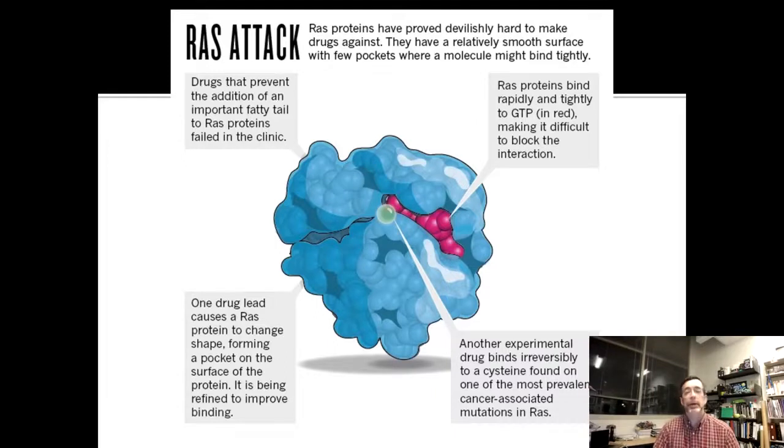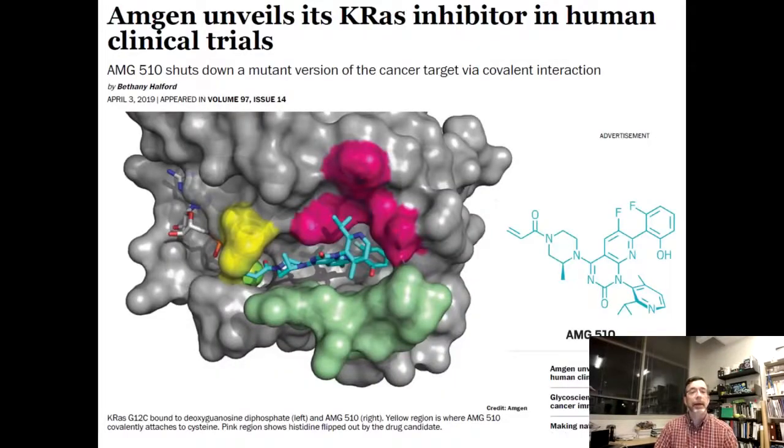There are some drugs that prevent the fatty tail from being added. If it's not anchored in the membrane, it doesn't work right. And then there is the one drug that they found that will actually induce a conformational change. Basically, you've got this very slippery but very important protein, and people have tried and tried and tried to find good drugs that will mess it up. And here's one example, the KRAS inhibitor.